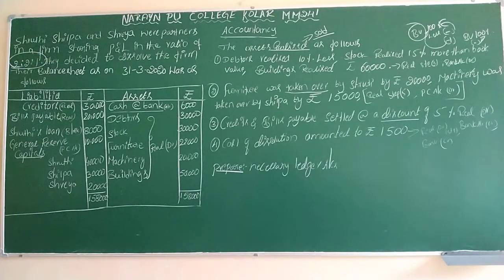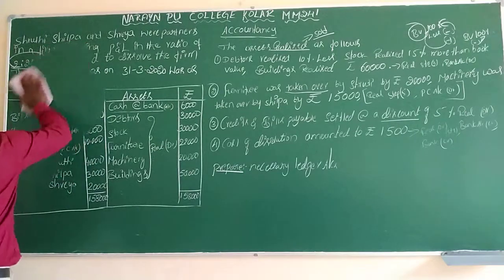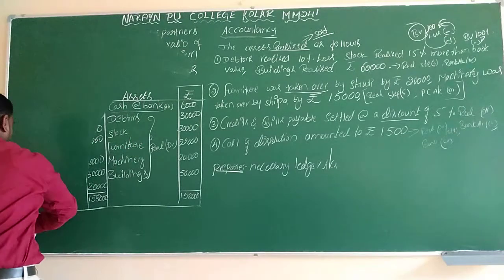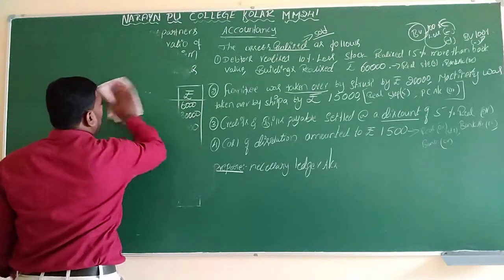Now we move to the solution related to the same question, that is Shilpa, Shruti and Shreya, the partners who started their partnership business. Okay students, I think you know this very well, so be interested in solving it. We move to the solution, and first we have to draw the columns for account number 1, that is the realization account.